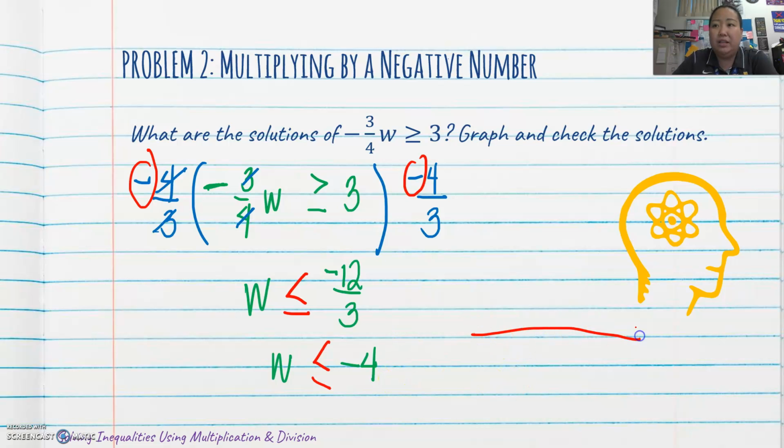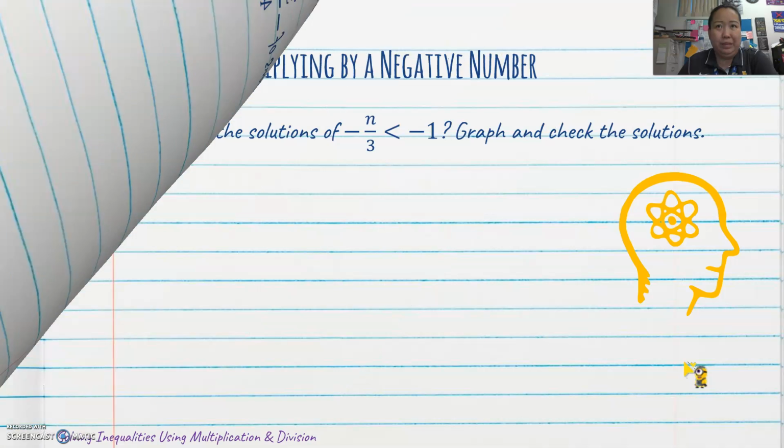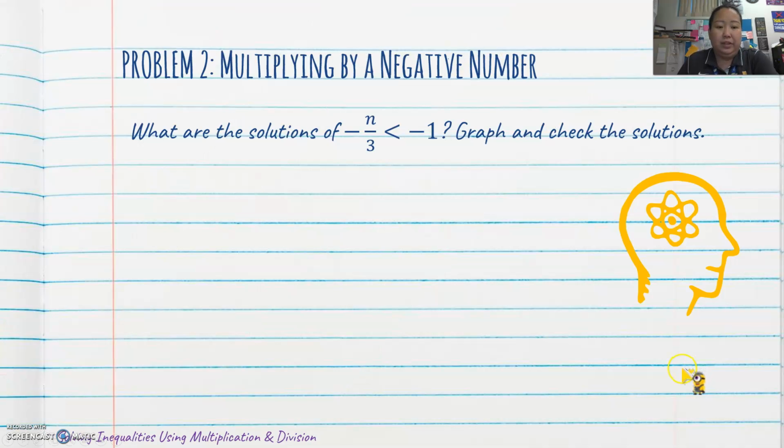And graphing it, you have 0 and you have negative 4. It's going to be a solid dot on negative 4, and it is going to be pointing to the left side. All right. So why don't you try this next example on your own?